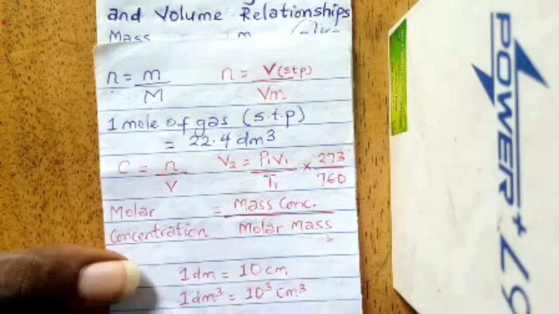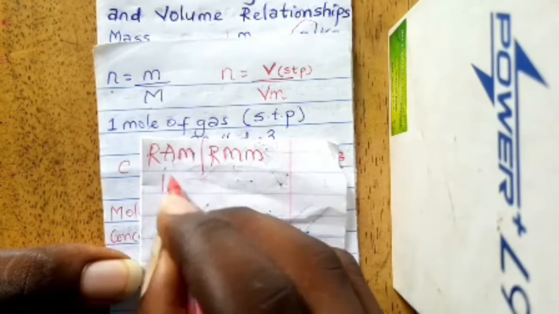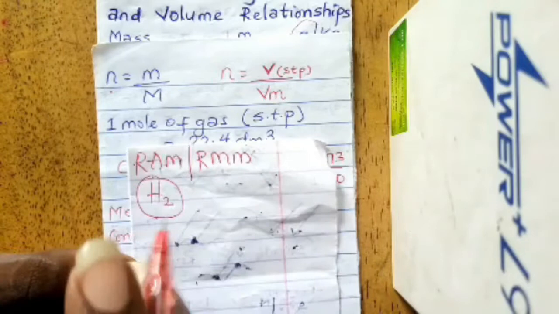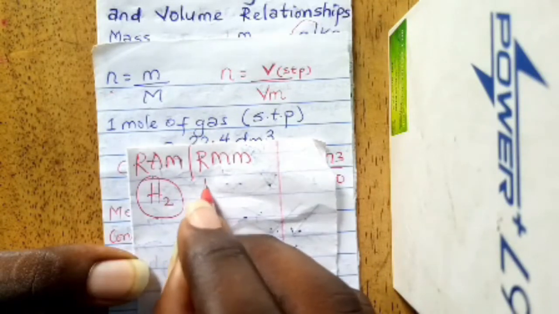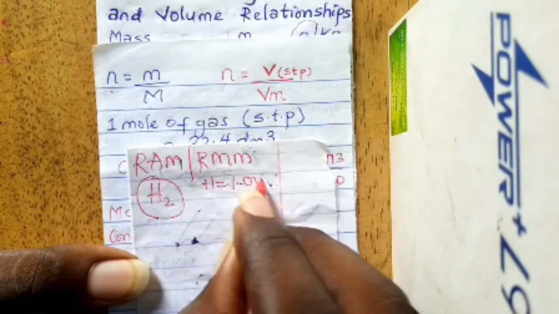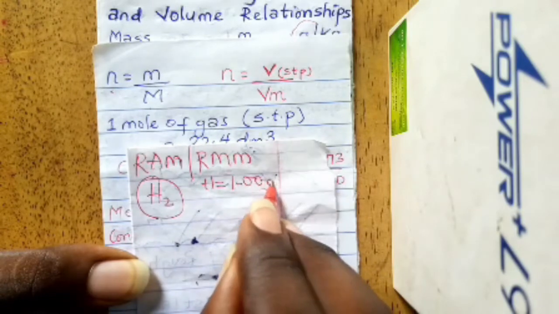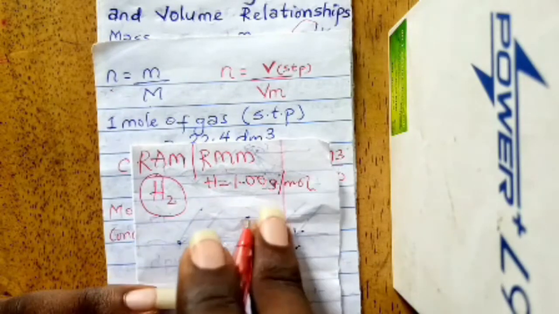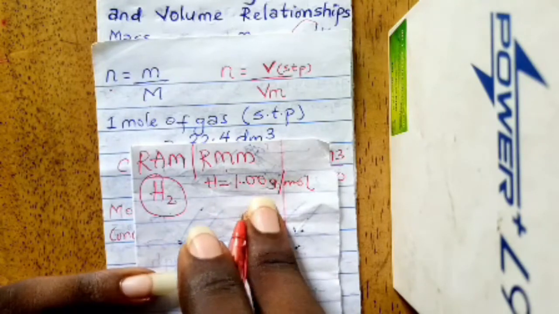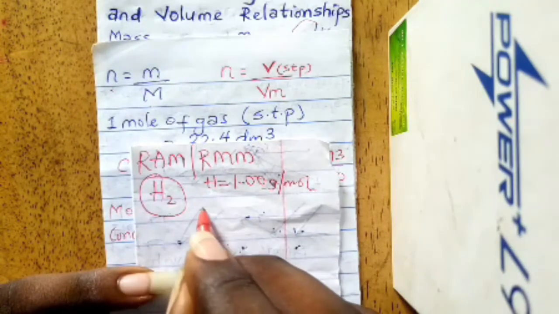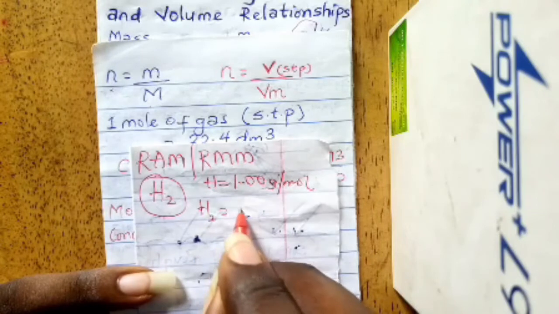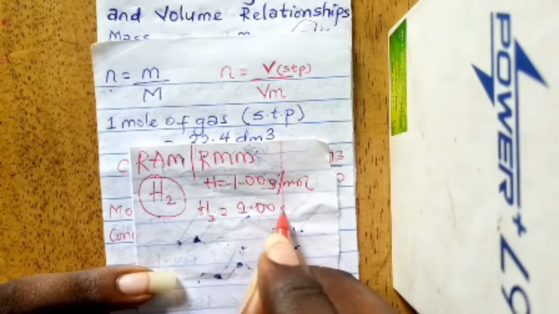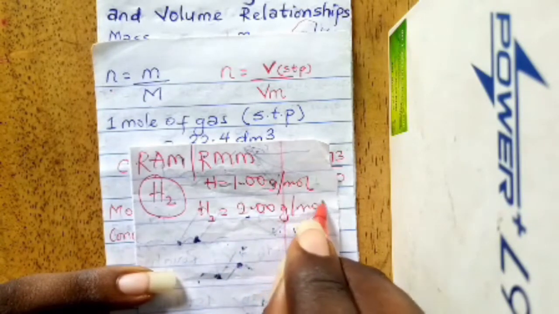So you have hydrogen, for instance. Now hydrogen has a molar mass of 1.00 gram per mole. So 1 mole of hydrogen atoms is 1 gram. For hydrogen gas, which is H2, the molar mass of H2 will be 2.00 grams per mole.